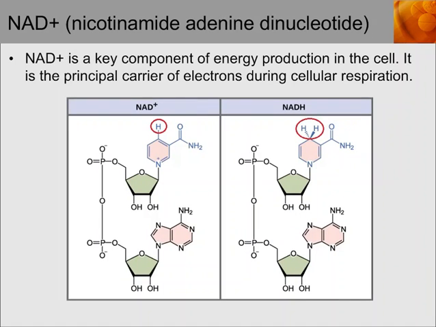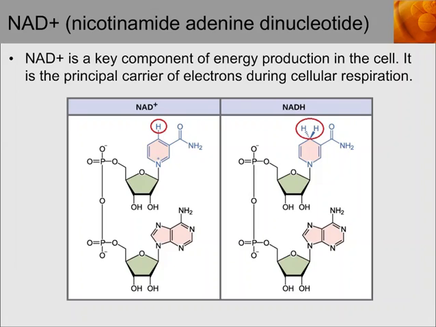Now, NAD plus or NADH is referred to as nicotinamide adenine dinucleotide. NAD plus is a key component of energy production in the cell as well, and it's the principal carrier of electrons during cellular respiration. Remember we said that the last step in cellular respiration is the electron transport chain. NAD plus can carry electrons all the way over to that last step, the electron transport chain, and we can then produce more energy.